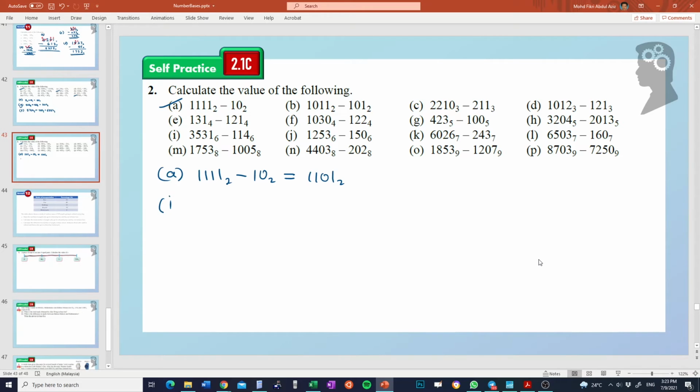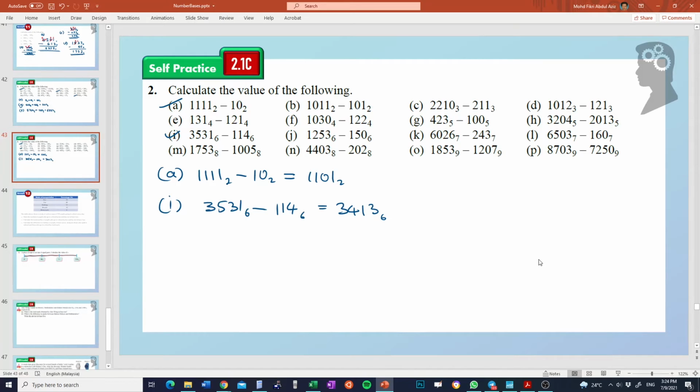Let me pick up next one. Soalan I. 3531 base 6 minus 114 base 6. 3413 base 6. Okay, sama juga dengan Syafi. Sufia dengan Syafi sama. Sama juga. Zari sama. Aimi macam mana? Tengah kira je kejap. Okay, go ahead. No pressure. Dapat sama cikgu. Okay, good. Betul lah tu. Okay, settle I.